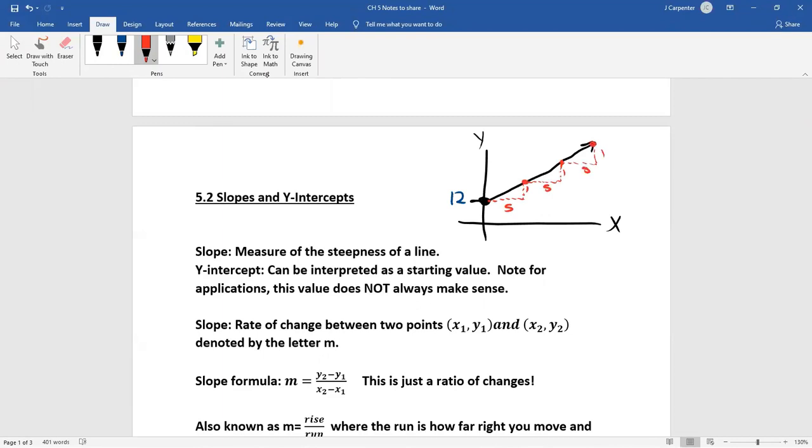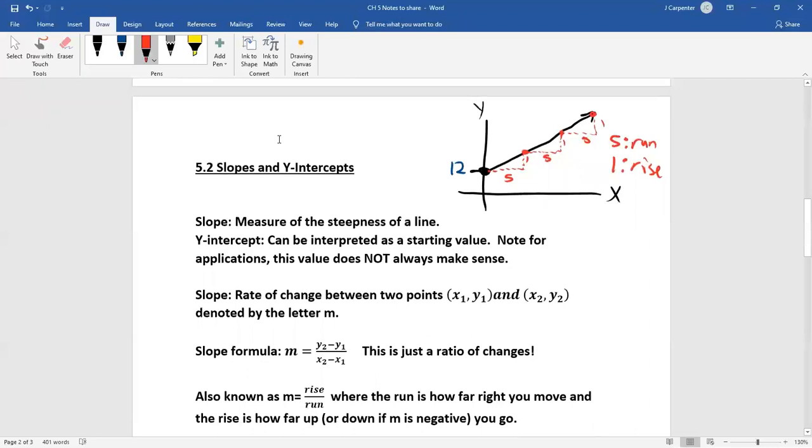The 5 in this scenario is what we would call the run, and the 1 in this scenario is what we would call the rise. Rise is how far up or down you go. Run is how far right you go. There is no left. Say it with me. There is no left. There is only right, up, and down. We are only ever going to be considering ourselves moving right with these problems.